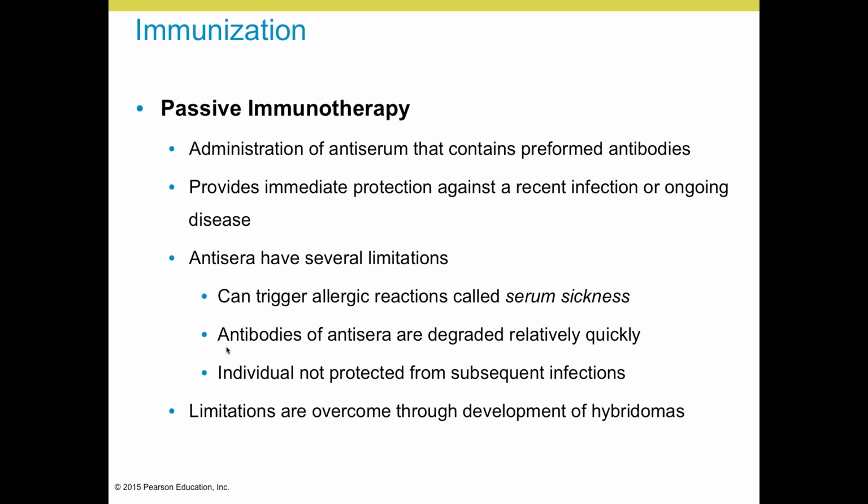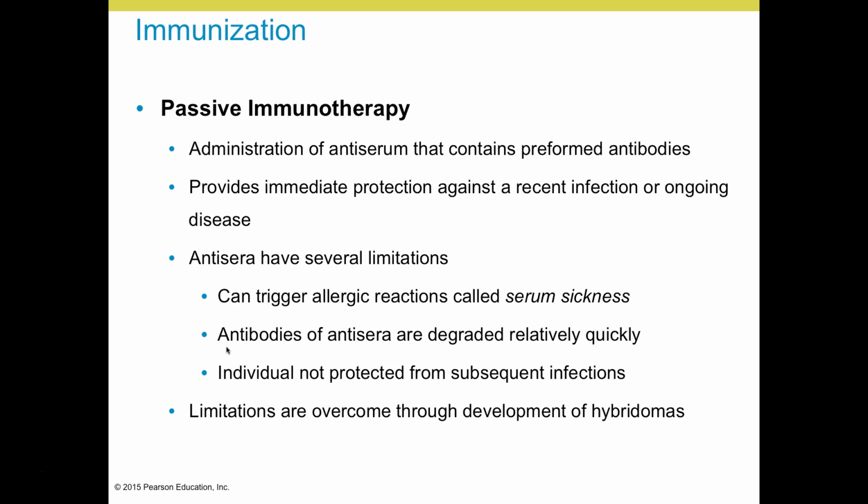Another type of immunization now is called passive immunotherapy. Instead of vaccines, we give the patients antiserum, which actually has the ability to provide antibodies. And this has several limitations, though, because we do have patients that can trigger an allergic reaction, which is known as serum sickness. And also, some individuals are not protected from future infections after you give them serum. So, how is this limited?